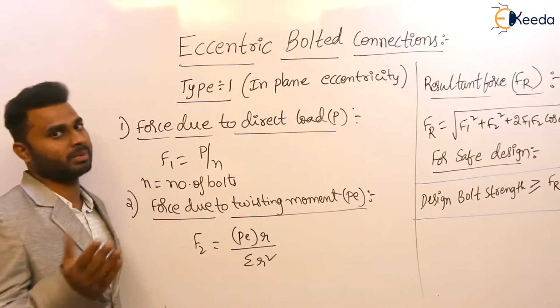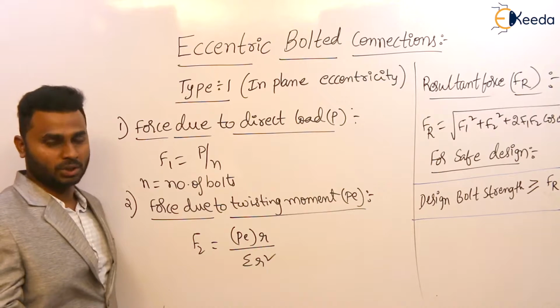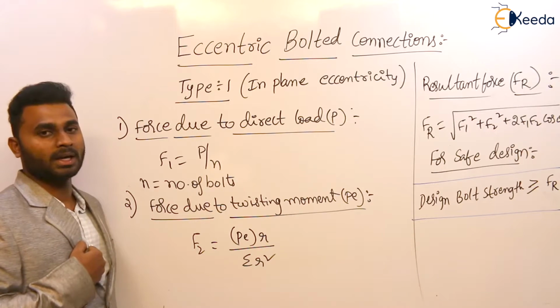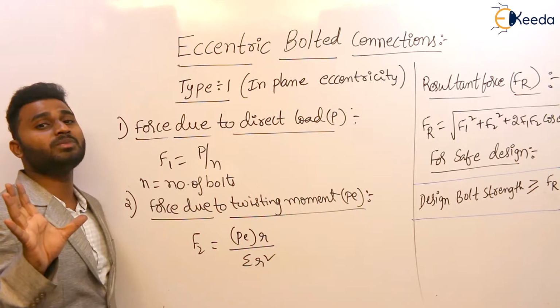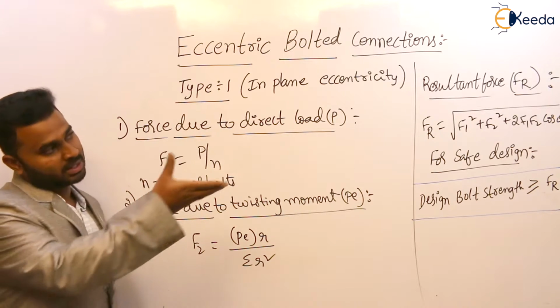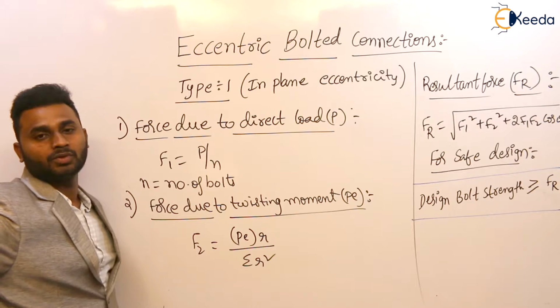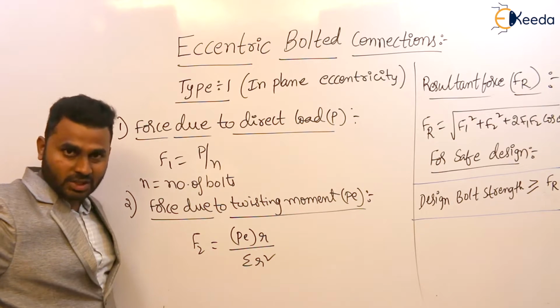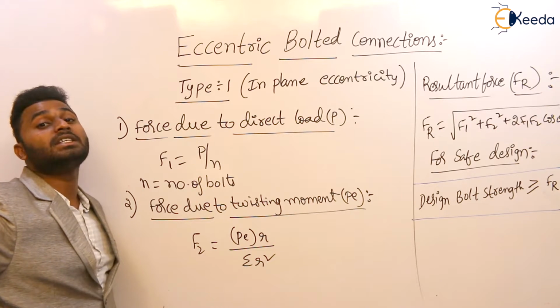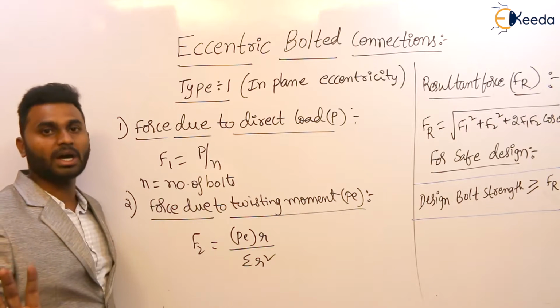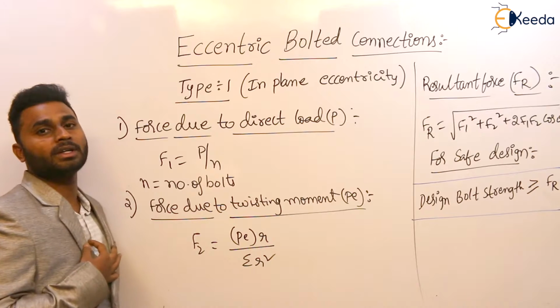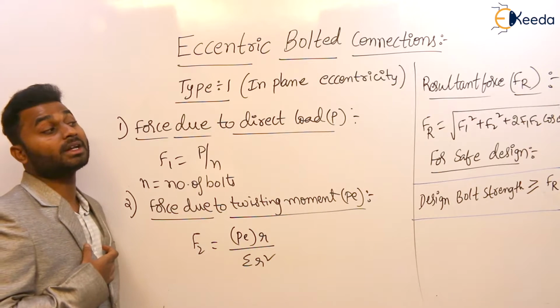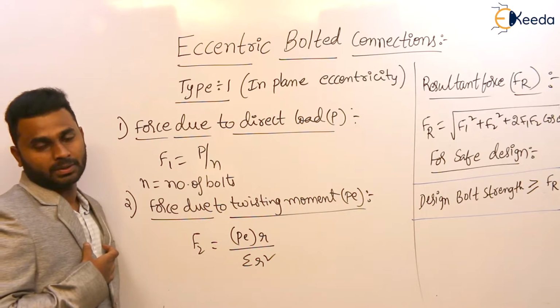First of all, what is meant by critical bolt? Any guess? Critical bolt is nothing but the bolt which is subjected to maximum resultant force. The bolt which is subjected to maximum resultant force is considered as the critical bolt or critical rivet. So now how to find that critical bolt? Come on, how to find that? Or how to look at it?